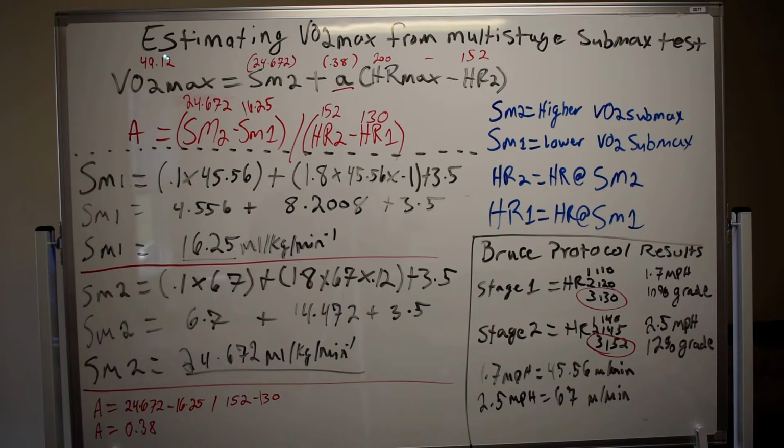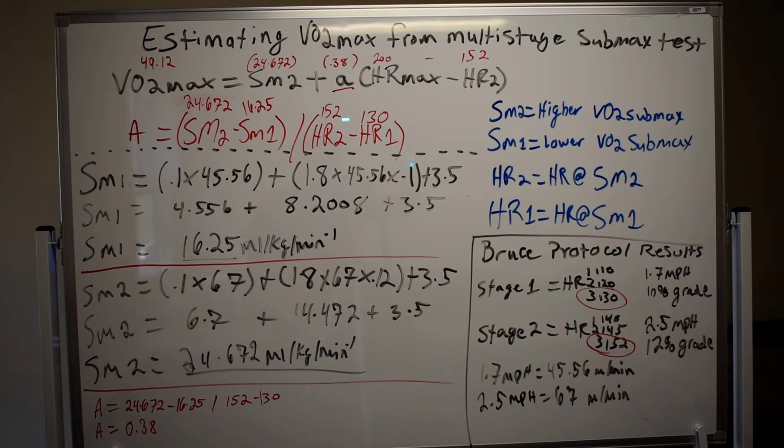If we divert our attention back to this base equation, you'll notice this A. A is a slope. It's a calculated slope from the heart rate that we will use to extrapolate a response to estimate the VO2. I have put the equation for slope in here in red: submaximal VO2 2 minus submaximal VO2 1, divided by heart rate 2 minus heart rate 1.